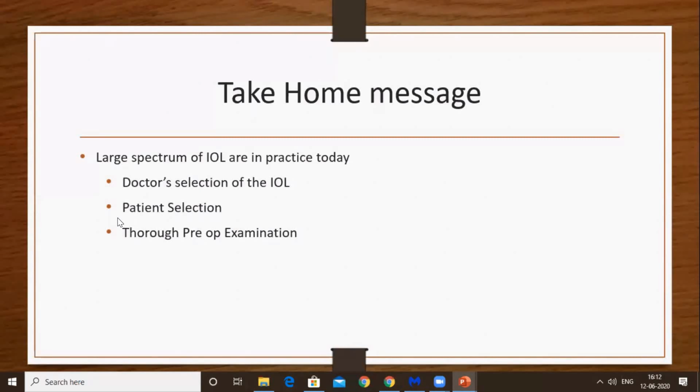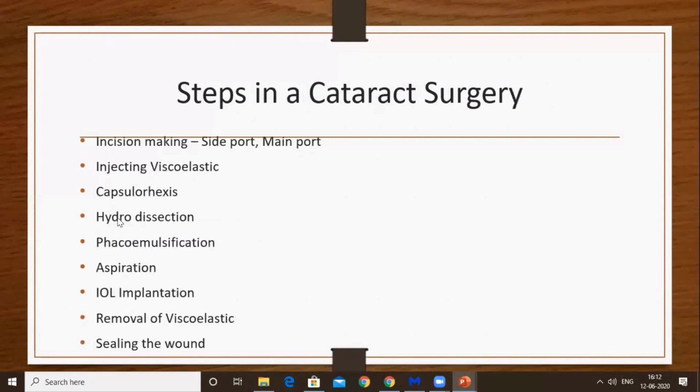And I think it's also very important to know about the steps in a cataract surgery, because nowadays many optometrists, after finishing college, like me, become part of an MNC. Even though in college days we are exposed to the OT, we do not correctly know what steps are involved in a cataract surgery. So I will slightly touch upon the steps in a cataract surgery also.